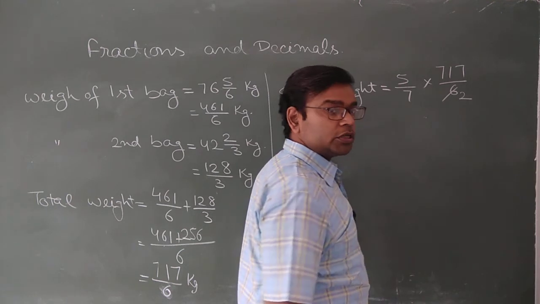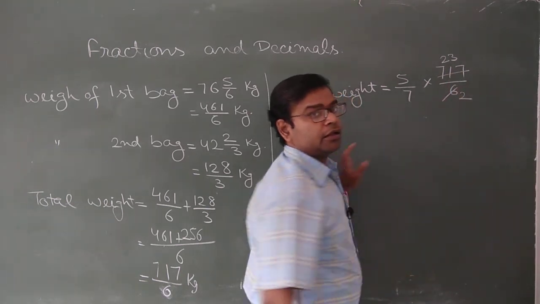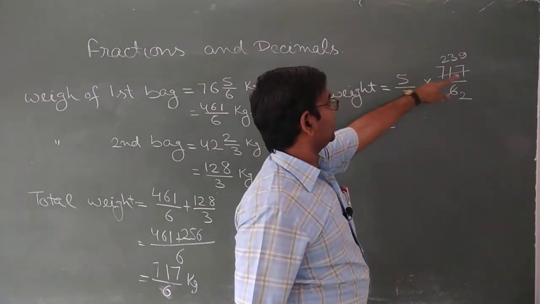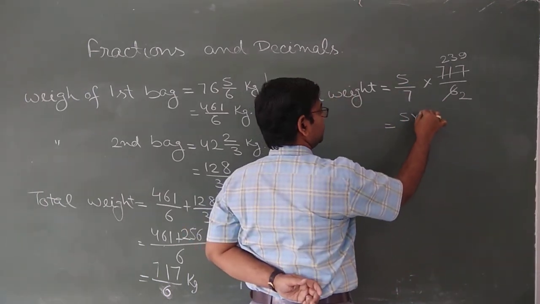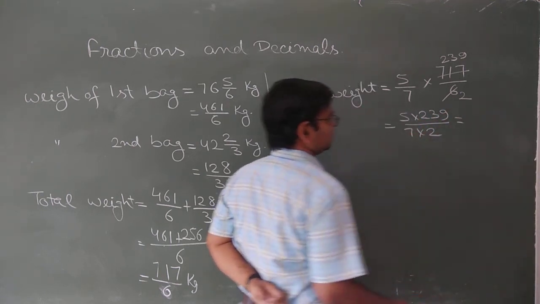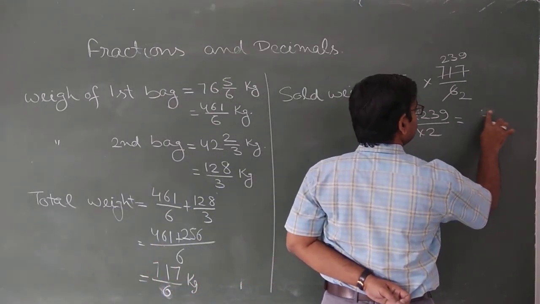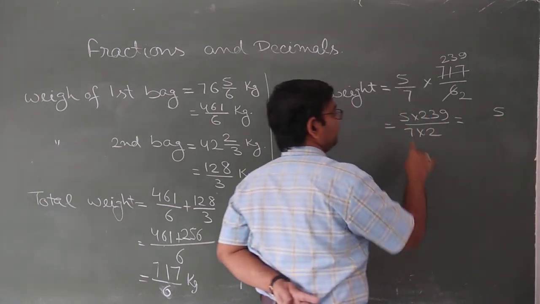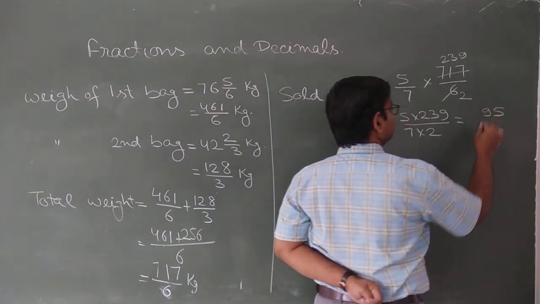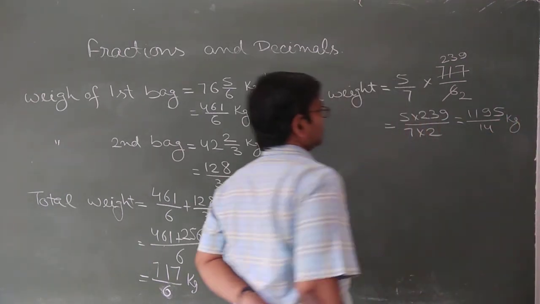So what is the remaining portion? 3 twos are 6. 3 twos are 6, 11 is there. 3 threes are 9, and 3 nines are 27. So ultimately what we have? We can write 5 into 239 by 7 into 2. Then multiply: 5 nines are 45, 4 carry, 5 threes are 15, 15 plus 4 is 19, 5 twos are 10. 1195 upon 14. This many kilograms is sold.